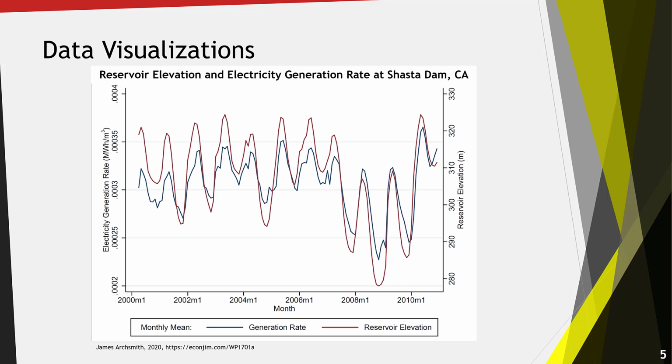Here's a visualization from my own research. The blue line shows you the generation rate, or the amount of electricity that's generated from a unit of water falling through a hydroelectric dam. And the red line shows you the elevation of the dam's reservoir, so how high the lake is behind the dam. The core idea in this graph is to show you that strong correlation between the generation rate and the reservoir elevation.